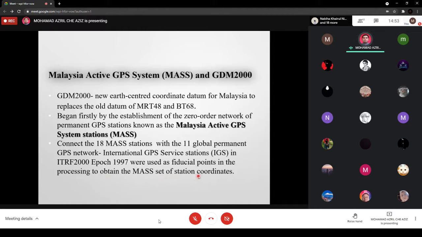set of station coordinates. Okay, so if you look at the MASS stations, they are surrounding Peninsular Malaysia, and then all the MASS stations will tie to the global permanent GPS network called IGS. IGS refers to ITRF 2000, epoch 1997. So epoch means the calculation has been made during 1997, in order to obtain the coordinates for the MASS stations.